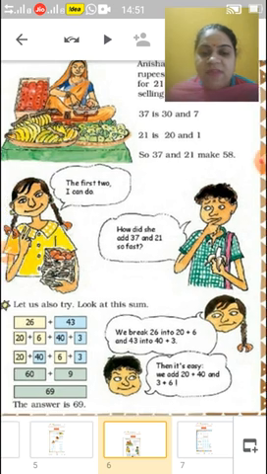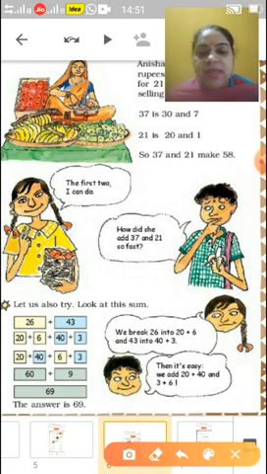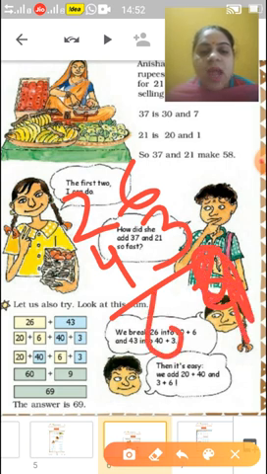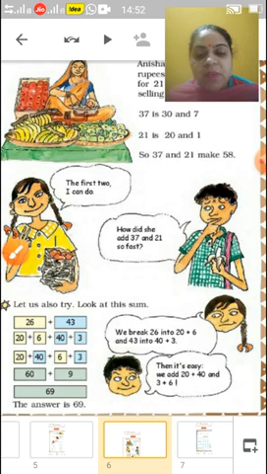So now let's have a look. Let us also try how they did. Like 26, okay, and 43. So children, they were telling if they were adding both in the expanded form, how they will get the answer. If you want to do direct, you can do 26 plus 43. Okay, this is your 69, but we have to do in expanded form.